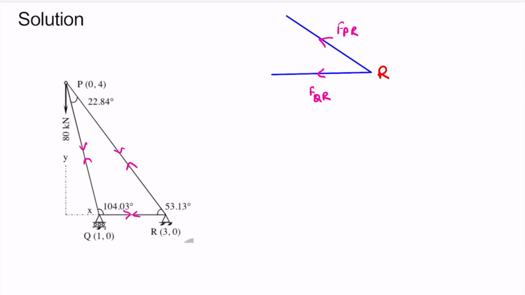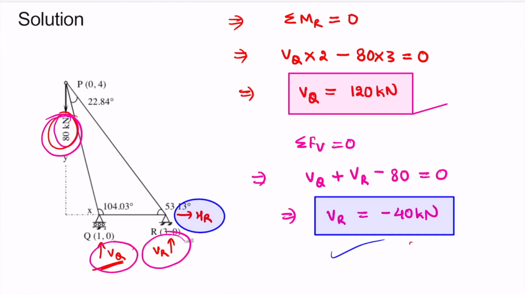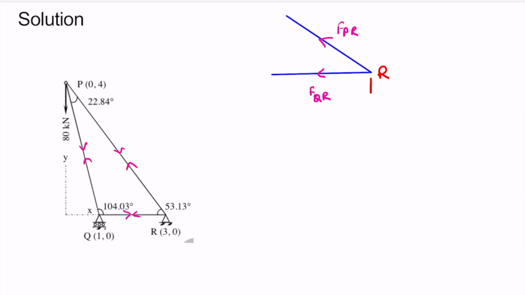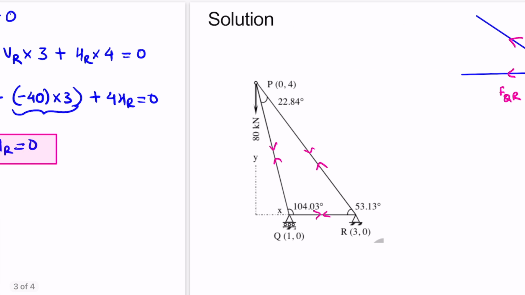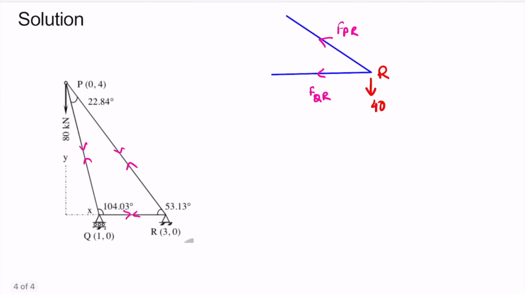Let's draw the reactions also. So here we have one reaction at R, which is VR, which we just calculated, which is minus 40 kilonewton. Minus 40 kilonewton means it is opposite to what we have assumed. So initially we assumed it to be in upward direction, so it is actually in downward direction. So it is 40 kilonewton. We also have HR, value of HR is 0. So we do not have any force here in horizontal direction.